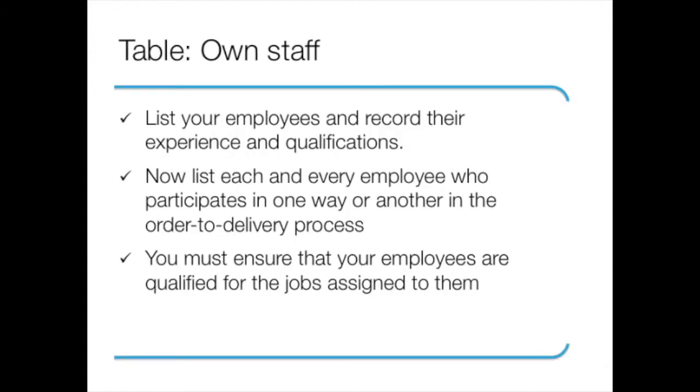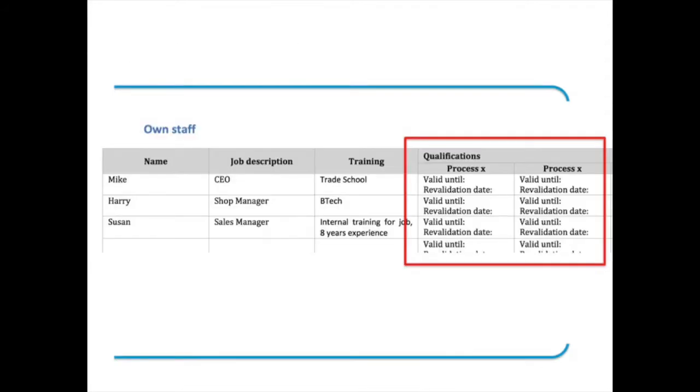The second table, Own Staff, is used to list your employees and record their experience and qualifications. Now list each and every employee who participates in one way or another in the order to delivery process. This includes design engineers, buyers, managers, human resource department, etc. Technically, just list everyone here. For now, you can leave the columns for welding related qualifications and the eyesight for NDT blank, as we'll complete them in another step. The listing should look something like this.